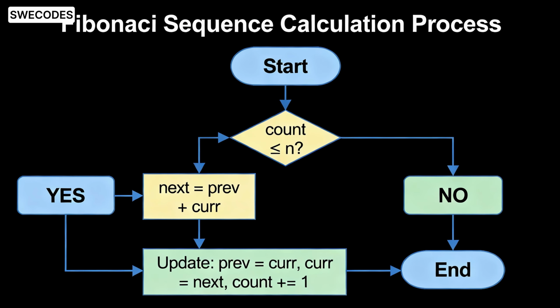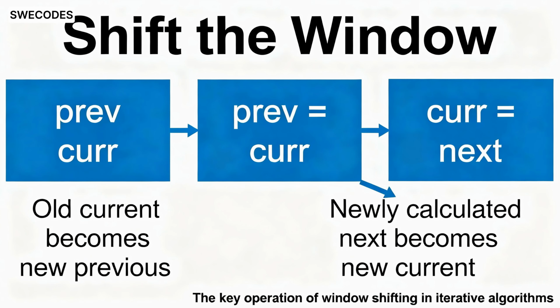Calculate next. Inside the loop, next is calculated by adding the two previous numbers, previous plus cur. This is the core Fibonacci logic. Shift the window. This is the key. We set previous equals cur. The old current number becomes the new previous number. We set cur equals next. The newly calculated next value becomes the new current number. Iterate. We add 1 to count and the loop repeats, shifting the window up the sequence one step at a time.